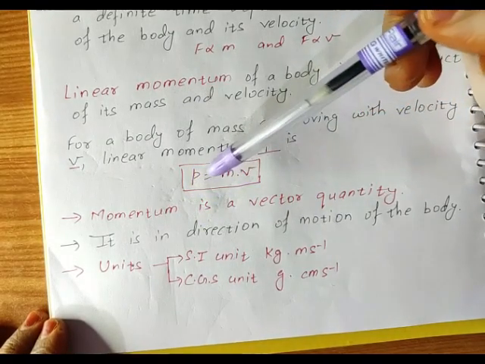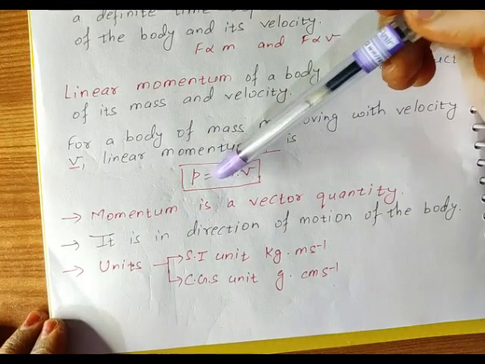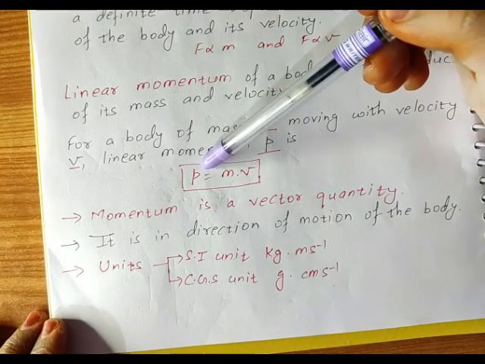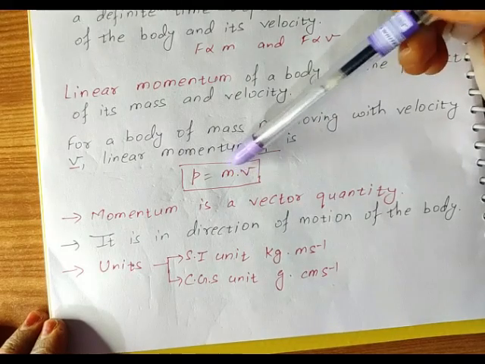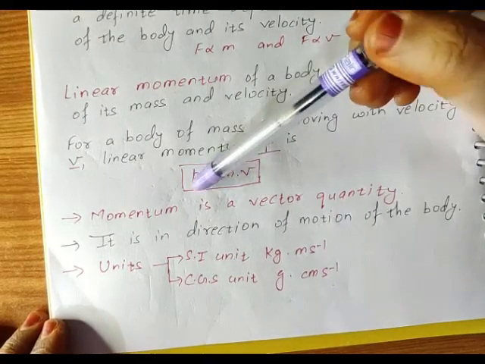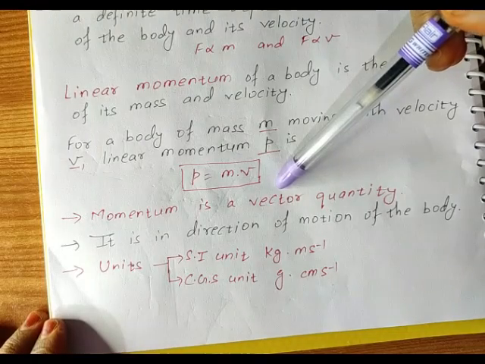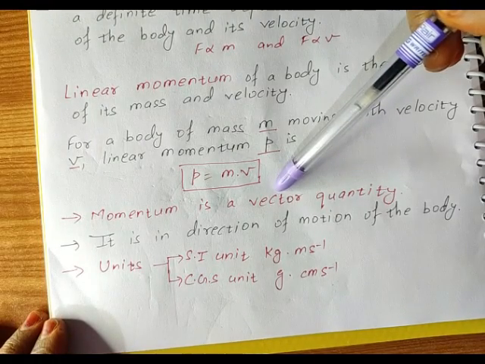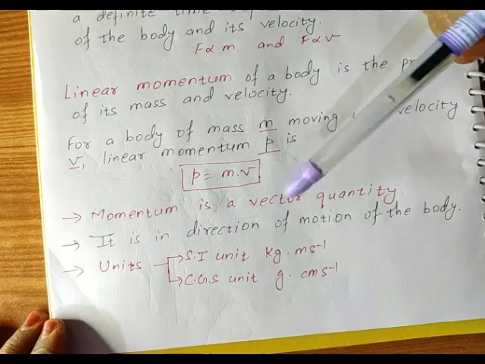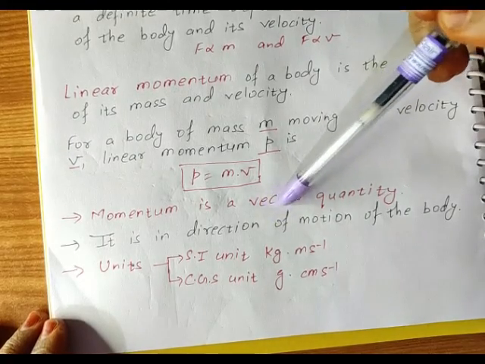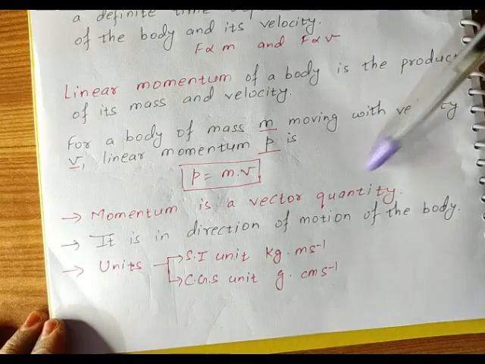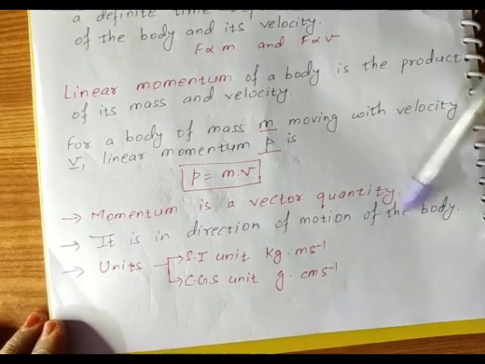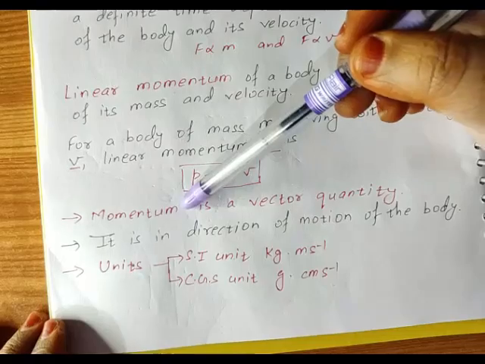What is the formula for momentum? Small p, linear momentum, is equal to product of mass and velocity, m into v. And it is which type of quantity? A vector quantity. As it is a vector quantity, what is its direction? Its direction is along the motion of the body. Body is moving in which direction? In that direction only, momentum.